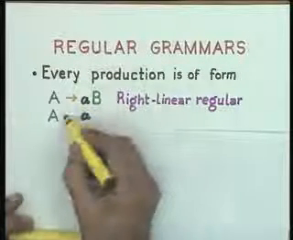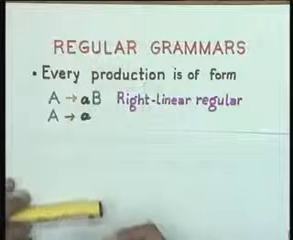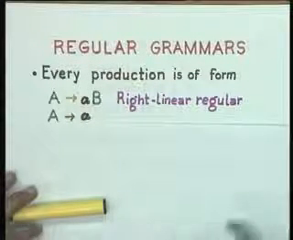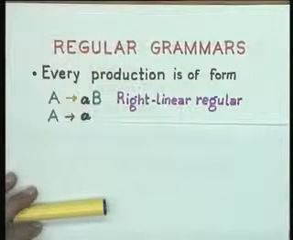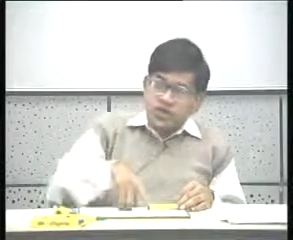After all, you have to generate strings of the language from the terminal set. If you always had only non-terminal symbols appearing on the right hand side, then you would never be able to generate a full sentence of the language. So a right linear regular grammar is one all of whose productions are of this form.